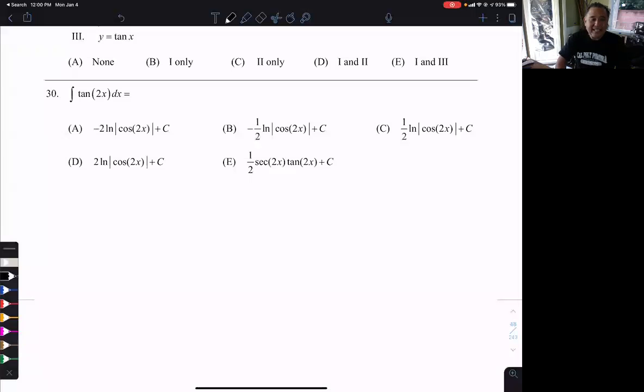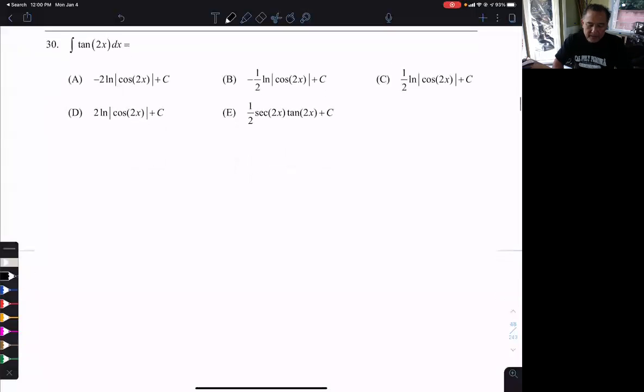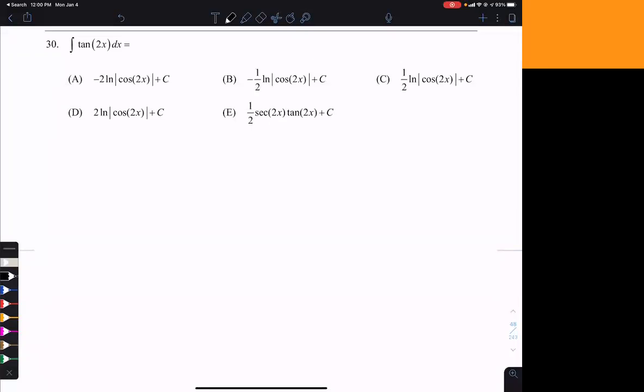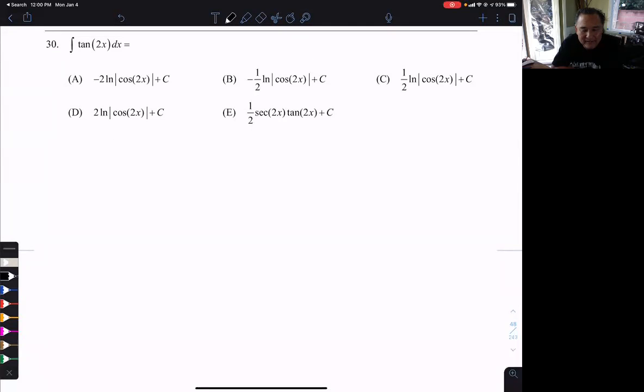So this is 1985, number 30. This one's tricky because you do not know any trig function where the derivative is tan. So we're kind of stuck, and the only option is to rewrite this. And here's how we're going to rewrite this. This one's kind of weird.